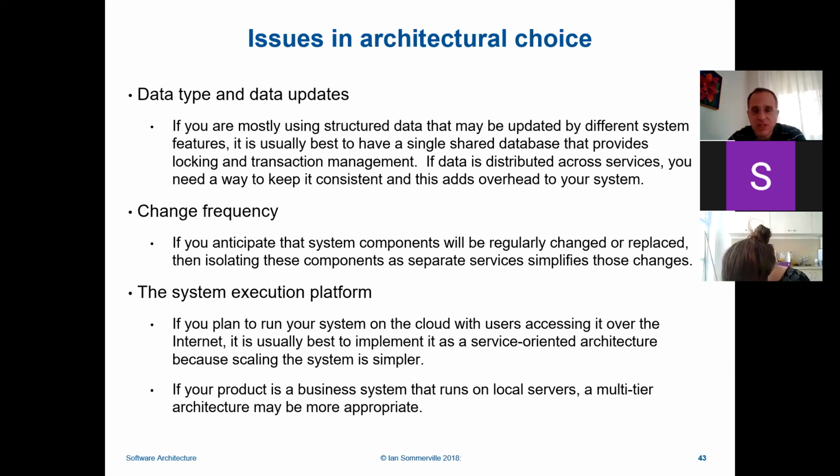If your product is a business system that runs on local servers, a multi-tiered architecture may be more appropriate. In other words, if you're doing everything internally, then you don't need to have services. Why should your company be going out to the internet and then back again to itself? If everything is local to my company, then I may as well have everything on local servers, although this is less and less the case nowadays.